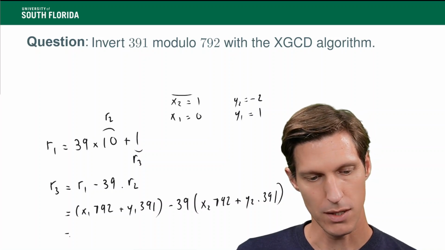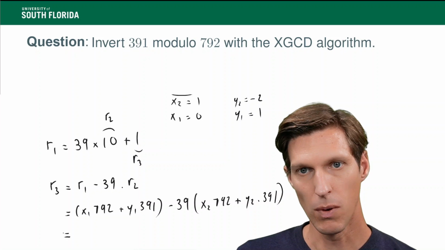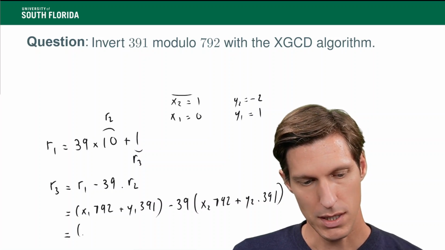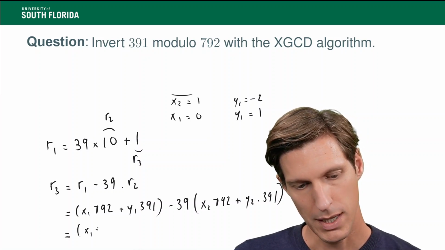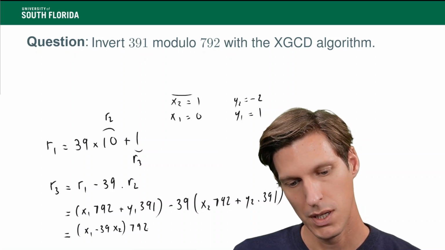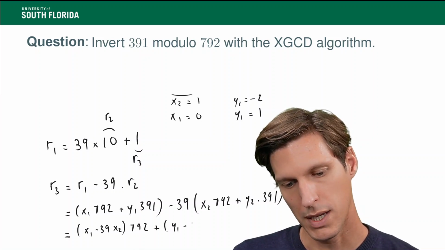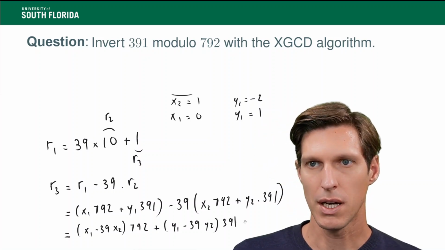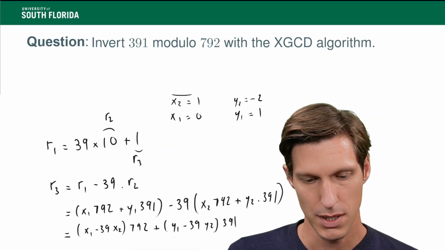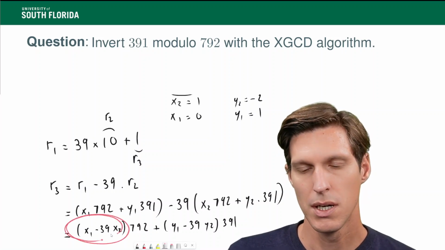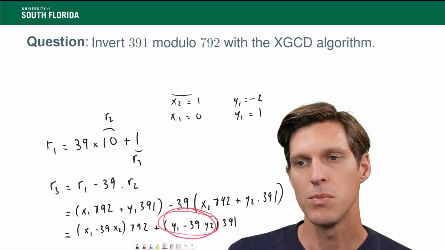All right. And now I can regroup the terms in 792 and those in 391, okay, to find x3 and y3. So that gives me x1 minus 39 times x2 times 792 plus y1 minus 39 y2, sorry, times 391. All right. And so now I need to calculate that x3. This here is going to be x3, and this here is going to be y3, okay?